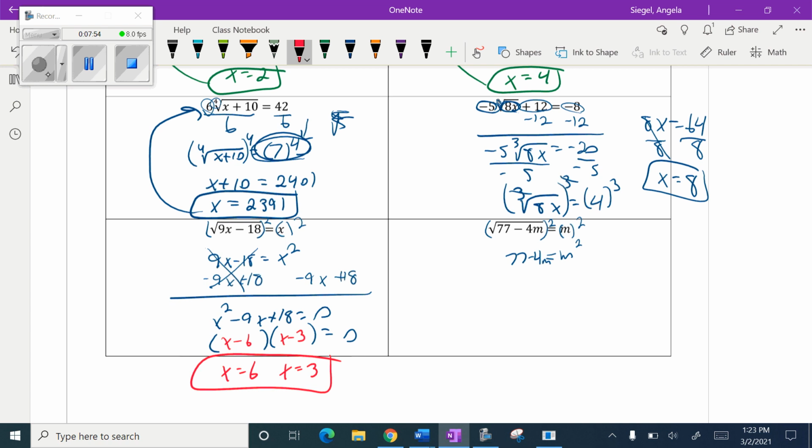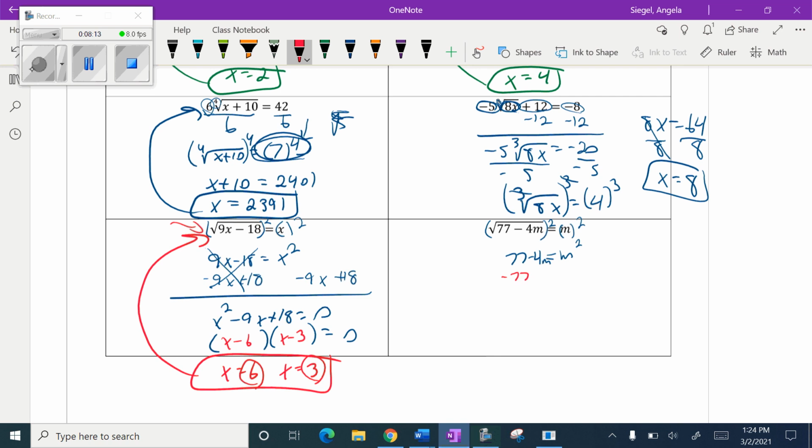So be really careful because these are where the extraneous solutions come in. So we really need to make sure that we check these. So check 6 and 3 and see if they work in this problem. So I just checked them and they both work just fine. So let's go ahead and do this one over here.